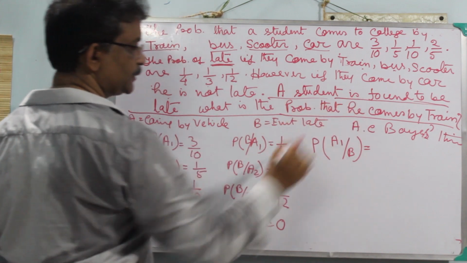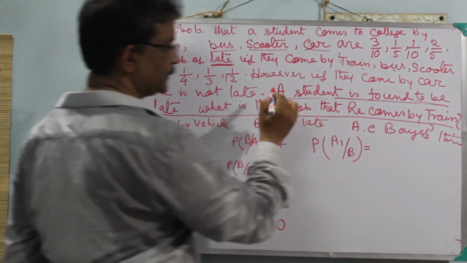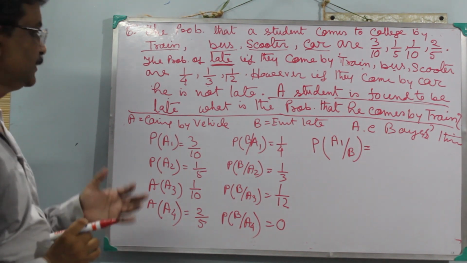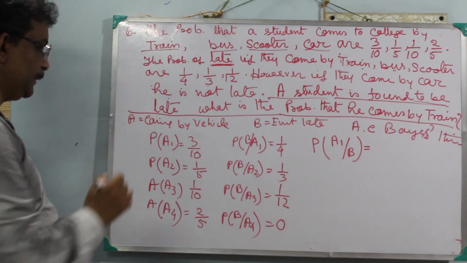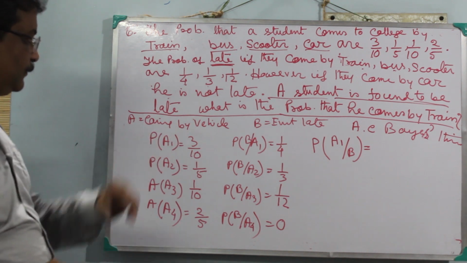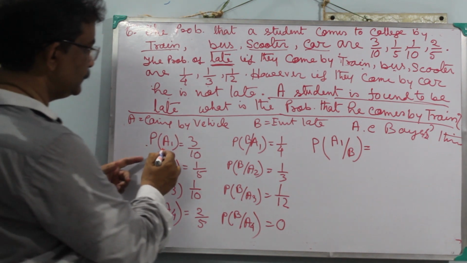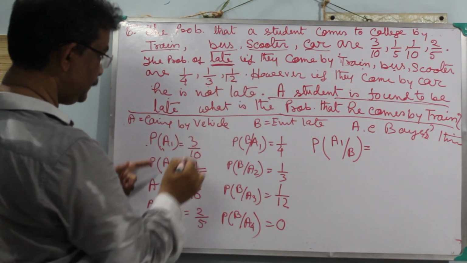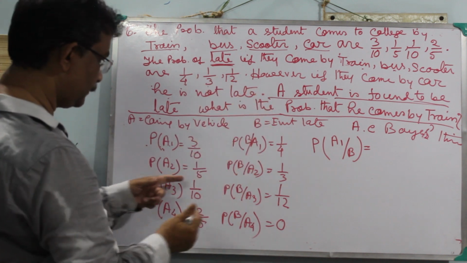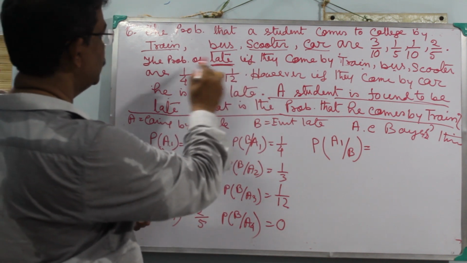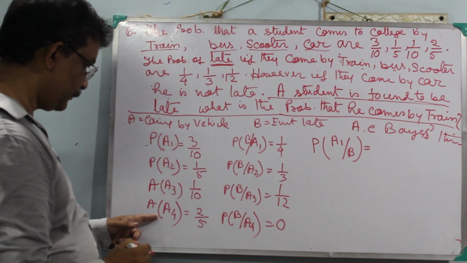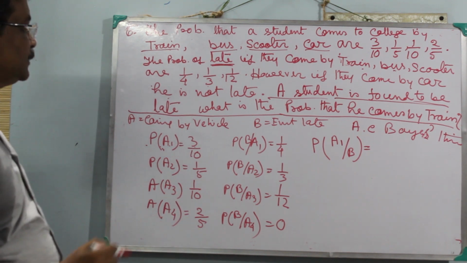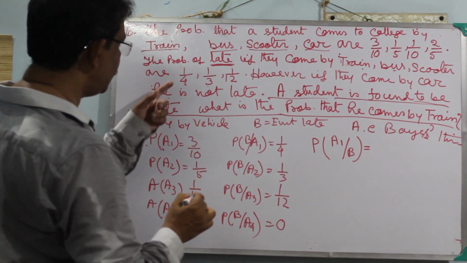So this is the given condition of Bayes theorem. Conditional probability that a student is found to be late. What is the probability that he comes by train? So A is considered, event A is coming by vehicle. So probability of A1, I am solving. Probability of A1, that means train, 3 by 10. Probability of bus 1 by 5, probability of scooter 1 by 10, and probability that it comes by car is 2 by 5.